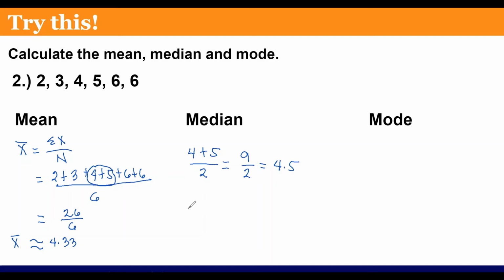Okay, so the symbol for median is equal to 4.5. So our median is 4.5. And then for the mode, as you can see, the most frequent digit that appears is 6. So we will have x hat is equal to 6. So our mode is 6. Since it is one mode, we can call it unimodal.